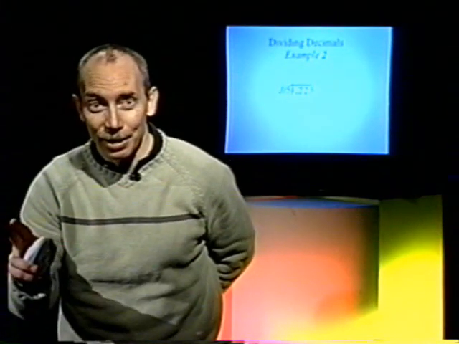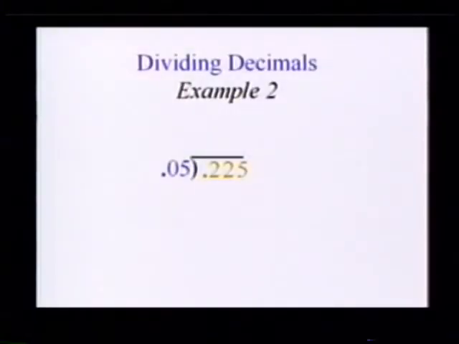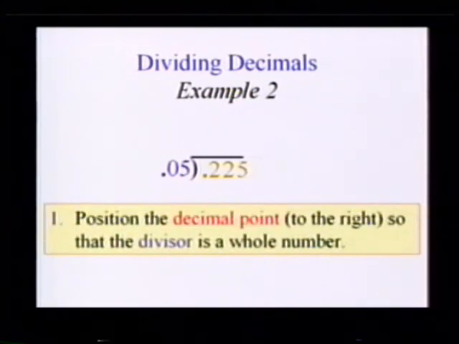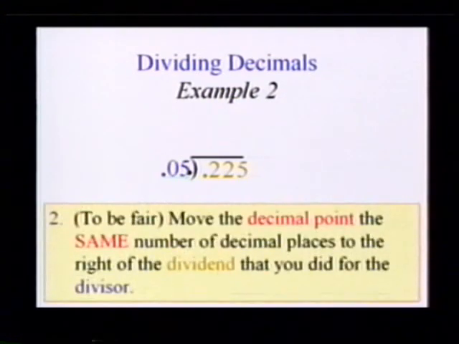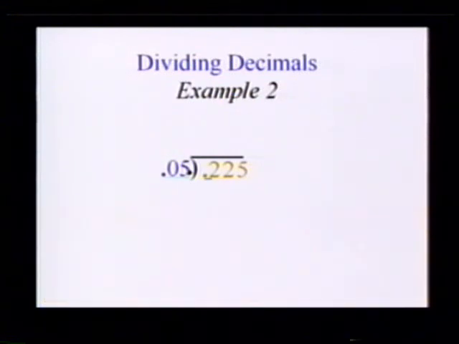Remember, the idea here is to turn the problem into something you know how to do. We're going to take that 5/100ths and move the decimal place over 2 places, basically multiplying by 100. That's where the decimal place will be. Now, if I do it to the 5/100ths, I also have to do it to the dividend to be fair. So move it over 2 places, and it'll go right there. Put it up where it'll be. And now we'll divide normally.